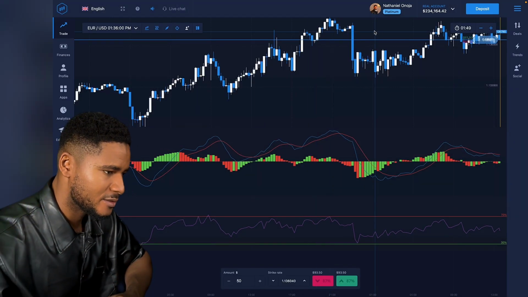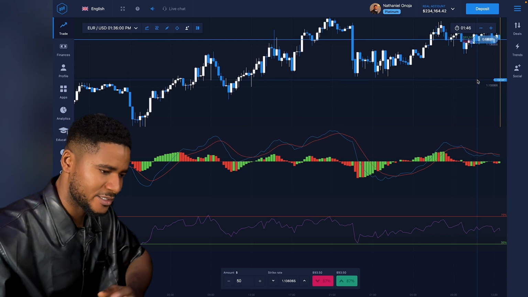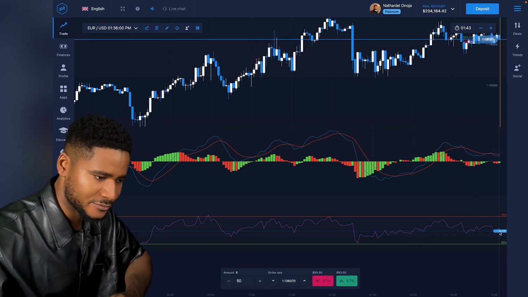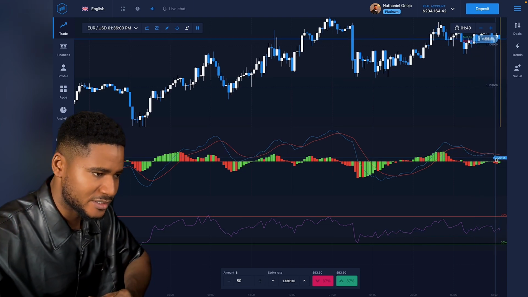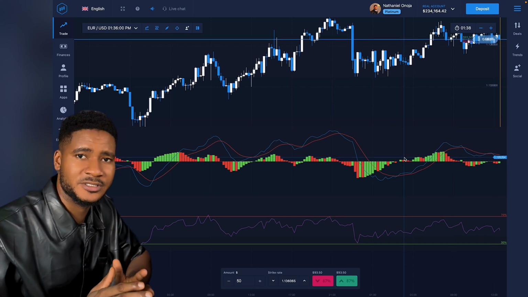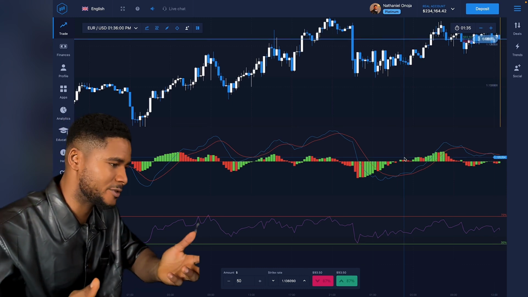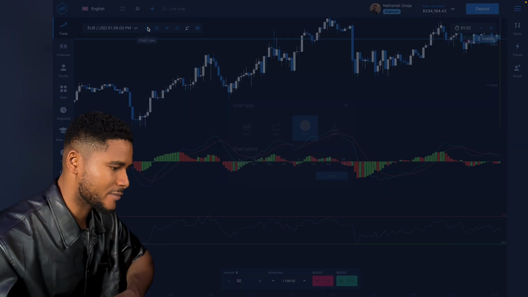On 15 minutes, the market looks bearish, right? Even the RSI is facing down. The MACD line is below the signal line. So it is actually showing a weak trend, like the market is dropping. That's 15 minutes. Let's go to 5 minutes.